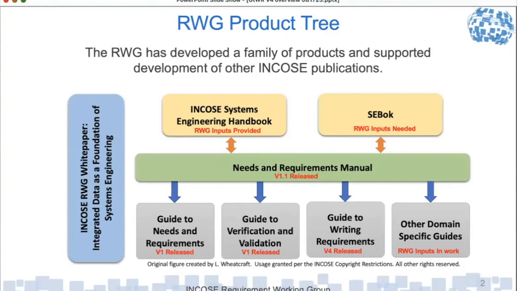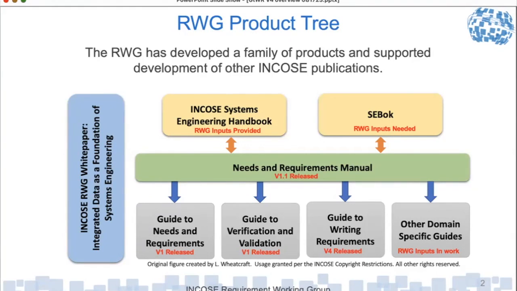And right now, Tammy Katz has some helpers, and they're in the process of updating the CBOK, the Systems Engineering Book of Knowledge, as well. Our main product is the Needs and Requirements Manual. It's about 450 pages. We're meeting with Wiley, and they're going to publish the Needs and Requirements Manual as an INCOSE product, just like they published the Systems Engineering Handbook.